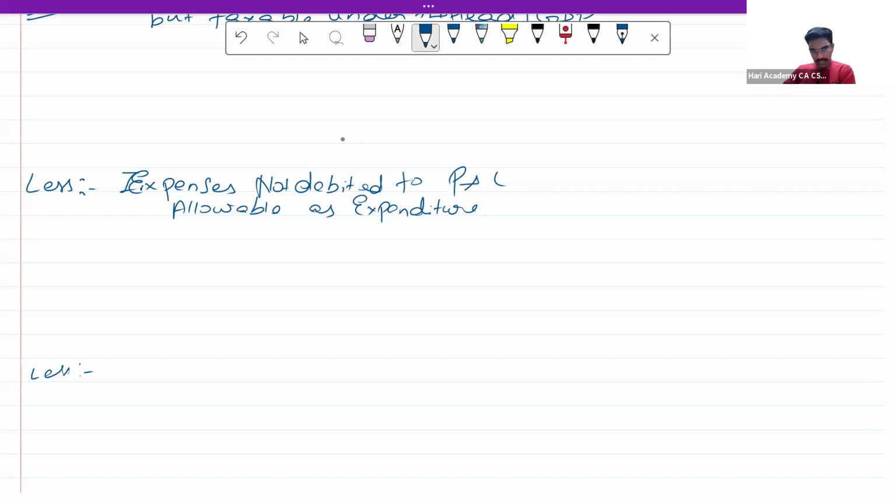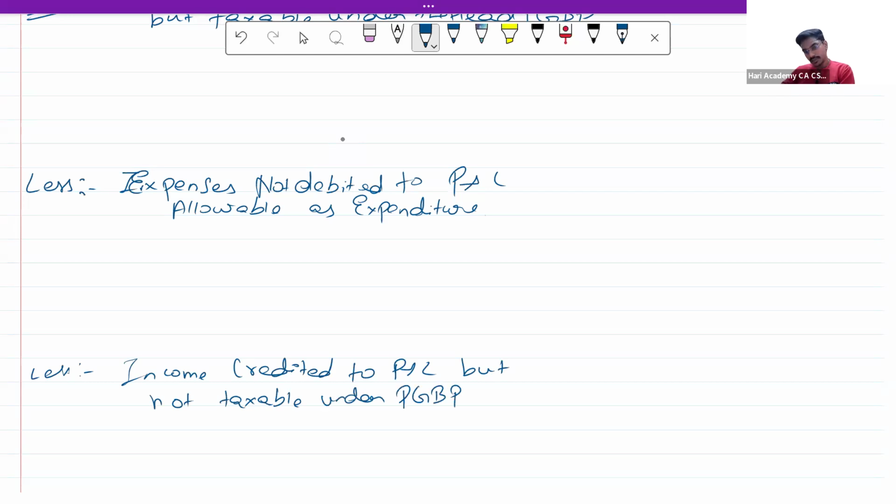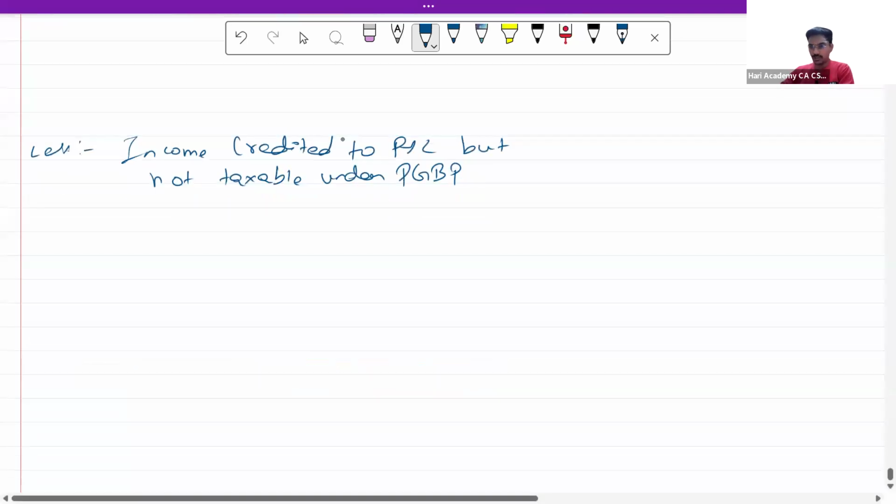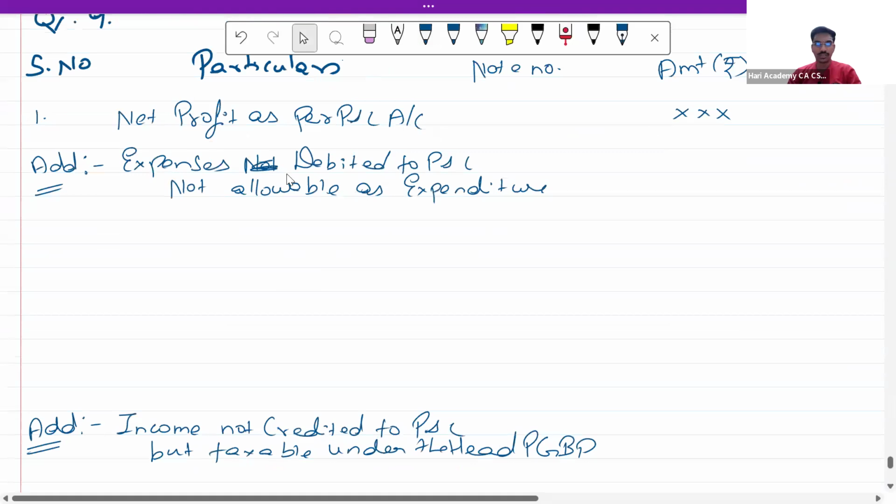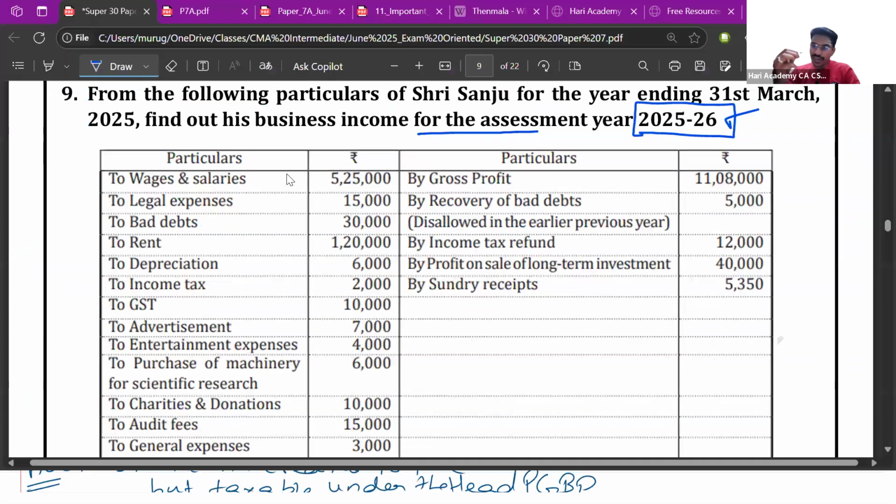Fourth, less: income credited to P&L, but not taxable under PGBP. This is my fourth. So here you'll get the total. This is how we have to solve. Once you see this type of question, first open a format like this. After that, you have to read each and every line item and determine if there is going to be any adjustment on it or not.